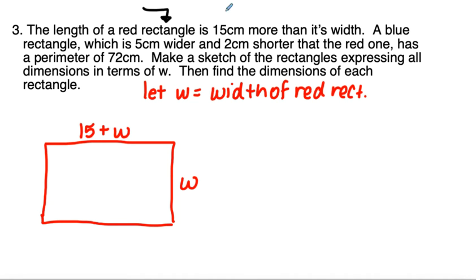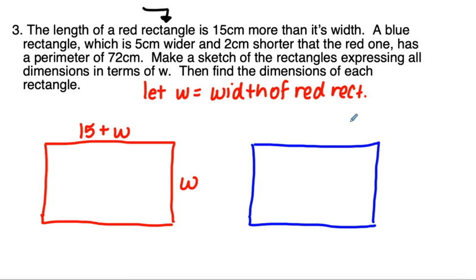All right, so then we have a blue rectangle. Here's my blue rectangle. And it's 5 centimeters wider, so that would be W plus 5, and 2 centimeters shorter than the red one. So that would be W plus 15 minus 2, so W plus 13.